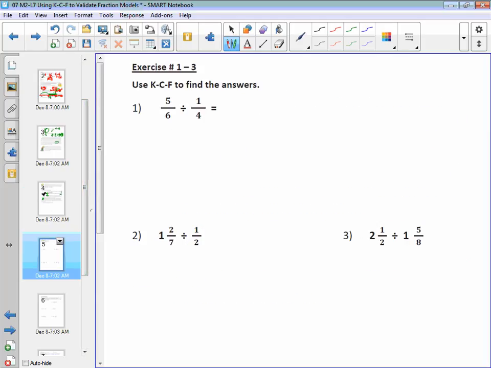First, any mixed numbers, yes or no? No. We can go right into keep, change, flip. Keep this, 5/6. Change division to what? To multiplication, with 1/4. Flip it. What do you get? Now multiply across. 5 times 4 over 6 times 1. Can you leave it like that? You have to change it back into a mixed number. 6 goes into 20 at least how many times?